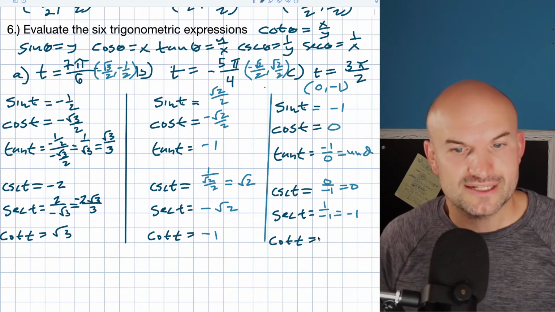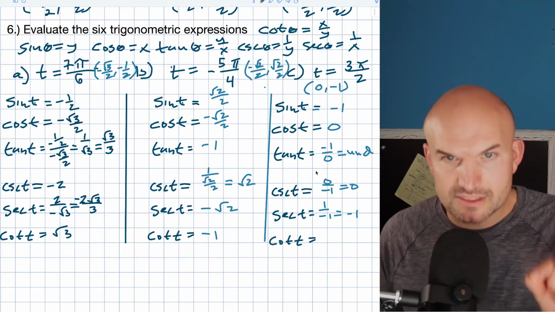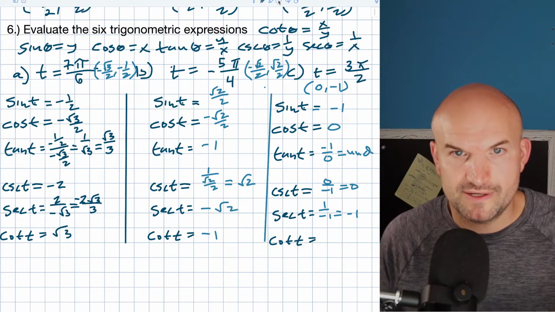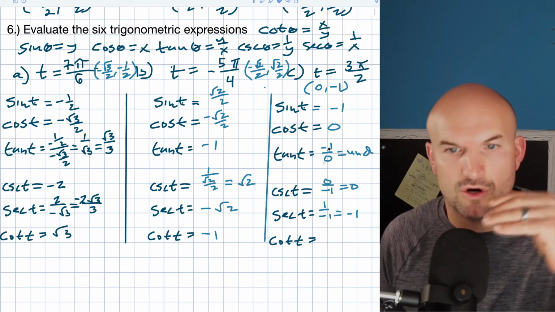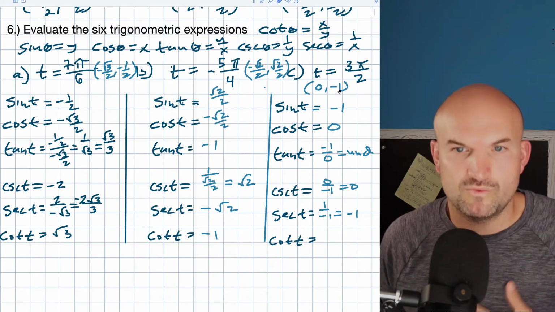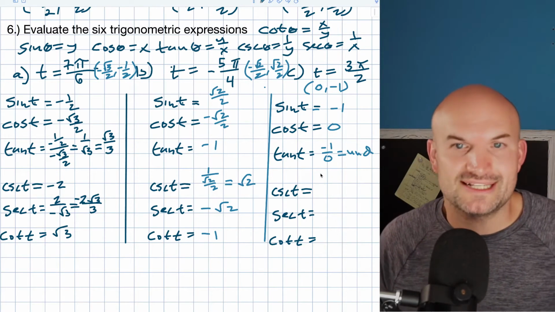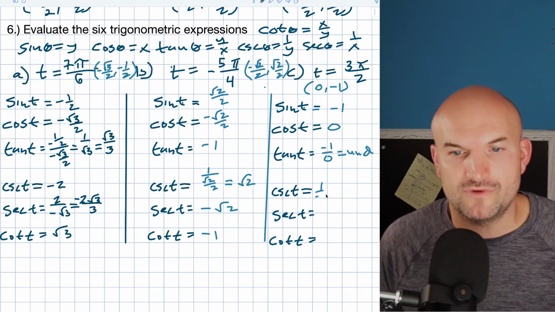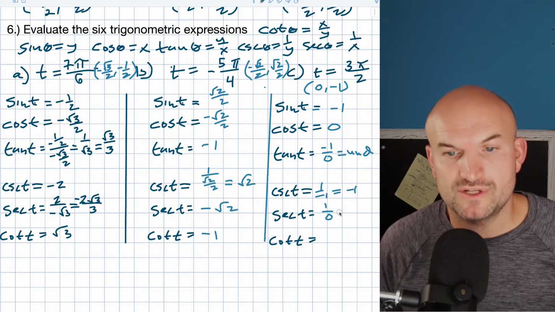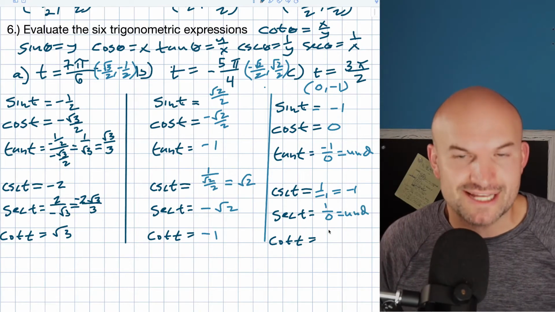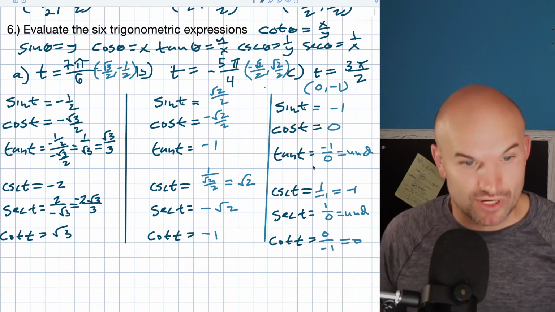Sorry, let me slow down here. Tangent was undefined. Good. I got those wrong. Cosecant is 1 over y, right? So that's 1 over negative 1, which is negative 1. Secant is 1 over x, which is 1 over 0, which is also undefined. And cotangent is x over y, which is 0 over negative 1, which is equal to 0.